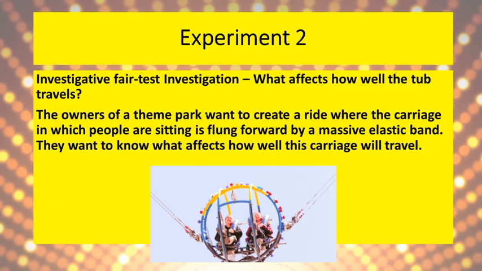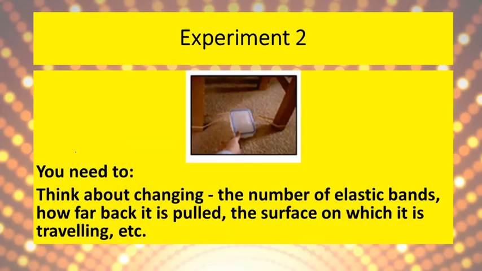Okay, experiment 2. So this is an investigation, and this scenario is: the owners of a theme park want to create a ride where the carriage in which people are sitting is flung forward by a massive elastic band. They want to know what affects how well this carriage will travel. So I've just found an example here. This is called the slingshot ride. So this one's a bit different. It flings it up in the air. So let's go to the next page to show you an example.